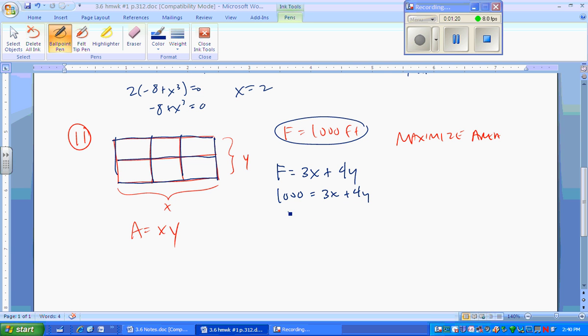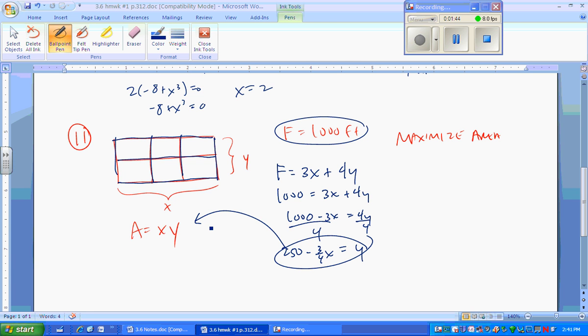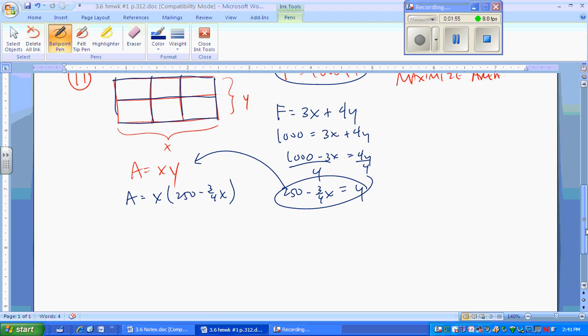So if we do that, we get 1,000 minus 3x equals 4y. And then divide both sides by 4. y equals, we can simplify this, 1,000 divided by 4 is 250, minus 3/4 x. So we can substitute that into our formula for the area, which we're trying to maximize. So our area equals x times (250 minus 3/4 x). So area equals 250x minus 3/4 x squared.